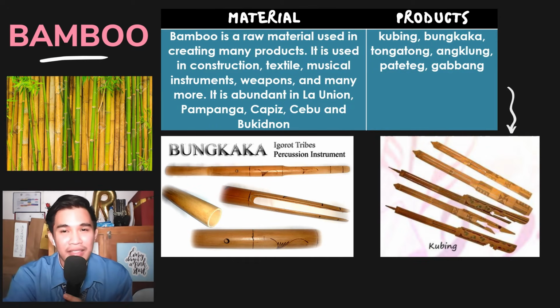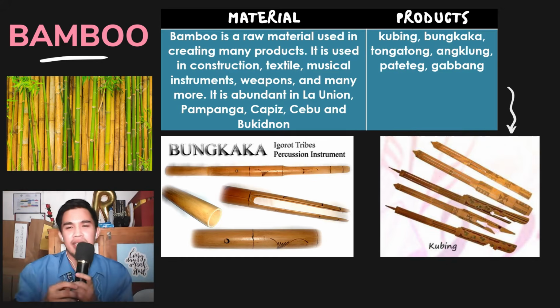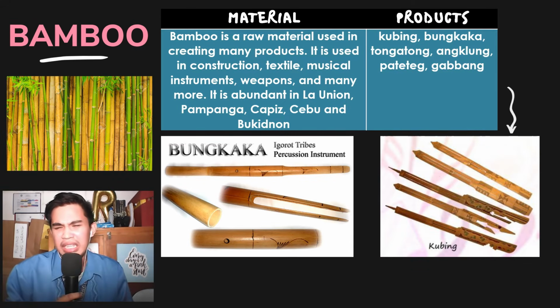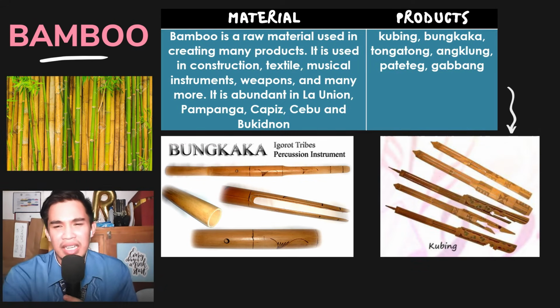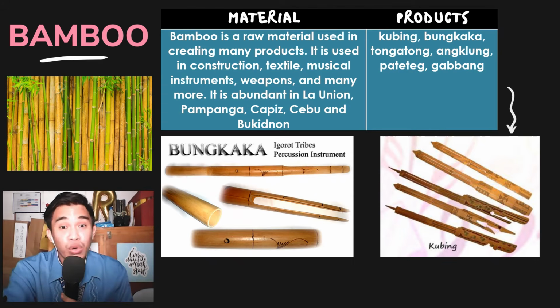An example for this are kubing. So kubing is a musical instrument. I think this is widely used in the Ifugao region, in the Cordillera Administrative Region, specifically in mountain provinces, in Benguet, in Baguio, as well as bungkaka.